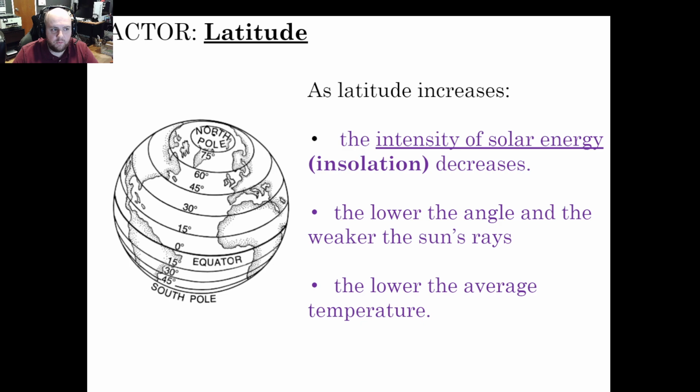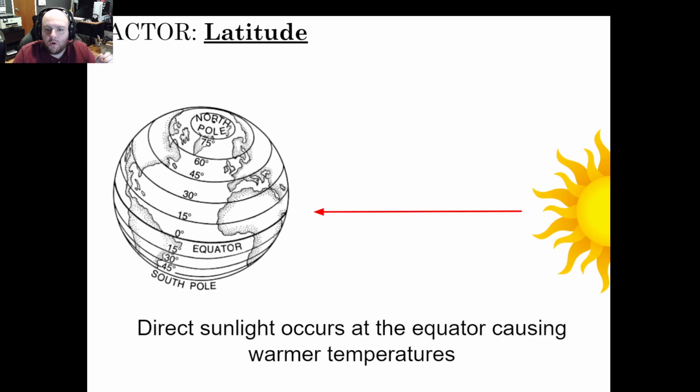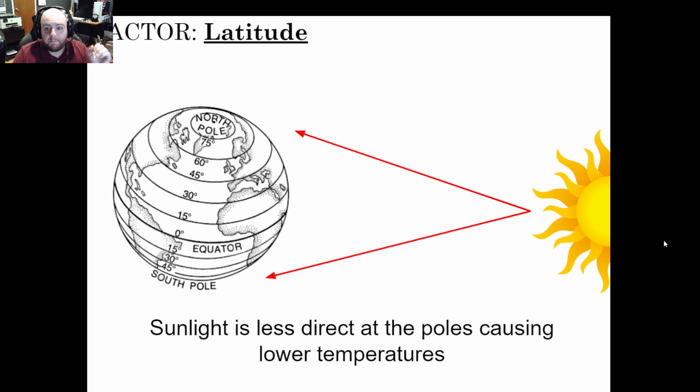We see this word here that we've used before, called insolation. Insolation is incoming solar radiation. We talked about this when we were talking about specific heat, heat transfer, phase changes, that kind of thing. When you are on the equator, you get direct sunlight, which is why temperatures are warmer. As you can see here, the sun is going straight at a nice perfect angle down towards the equator, and that's going to cause it to be warmer. But as we get towards the poles, the sunlight is less direct. Therefore, it makes it colder.